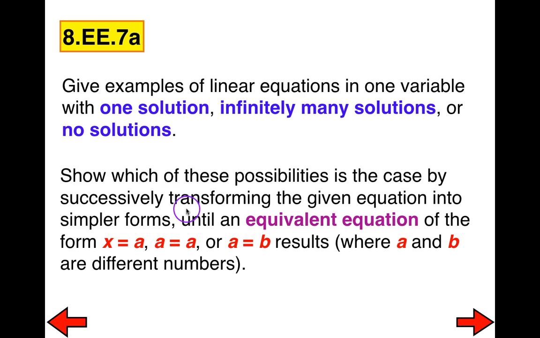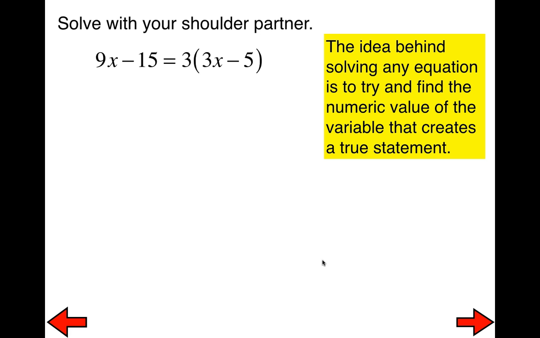Now, you also need to be able to show which of these possibilities is the case by transforming the equation into a simpler form, okay? Until you get an equivalent equation, either in the form of x equals a, a equals a, or a equals b, okay? In this case, where a and b are different numbers. So with that note, let's go ahead and jump into our first example here. Just remember, the idea behind solving any equation is to try to find the numerical value of the variable that creates a true statement. So let's focus on that.